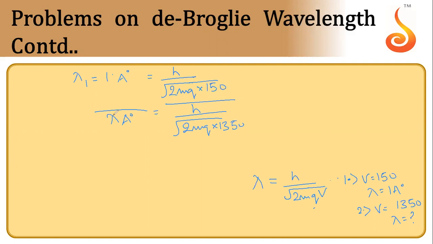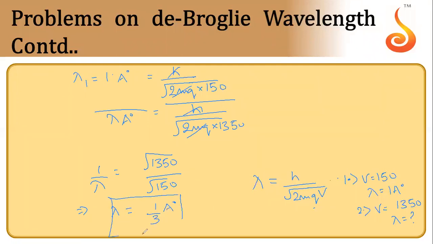So let's divide these two equations. h by root 2mq will get cancelled. So 1 by lambda will be root of 1350 divided by root of 150. Okay, so on solving this one, you will get lambda is equal to 1 by 3 angstrom. So that will be our answer. Let's move to the next one.